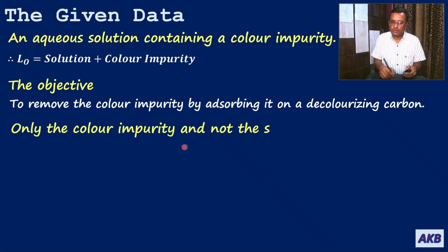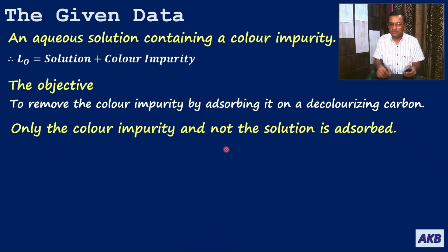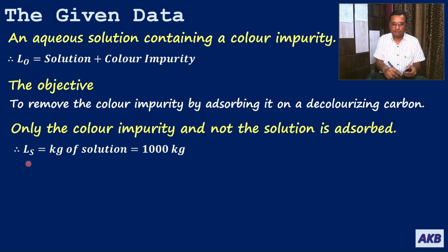Only the color impurity and not the solution is adsorbed. So only color impurity is getting adsorbed. The solution is not adsorbed. So therefore, LS, which is the quantity of unadsorbed substance, is 1000 kg. It is given to us. So LS is nothing but kg of aqueous solution, which is 1000 kg.